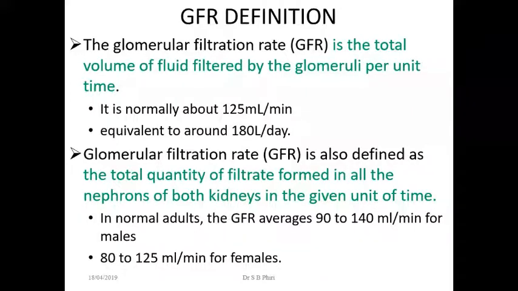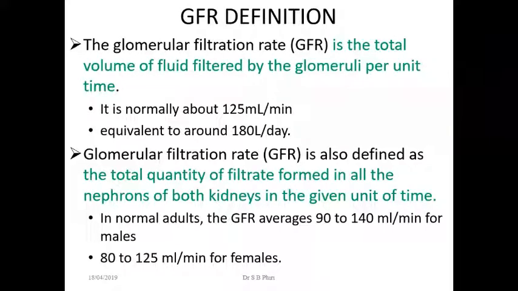The glomerular filtration rate can also be defined as the total quantity of filtrate formed in all the nephrons of both kidneys in a given unit time. The given unit time here could be per minute or per day. If per minute, you filter about 125 milliliters of plasma per minute. That gives you the glomerular filtration rate. In normal adults, the glomerular filtration rate ranges on average from 90 to 120 milliliters per minute.